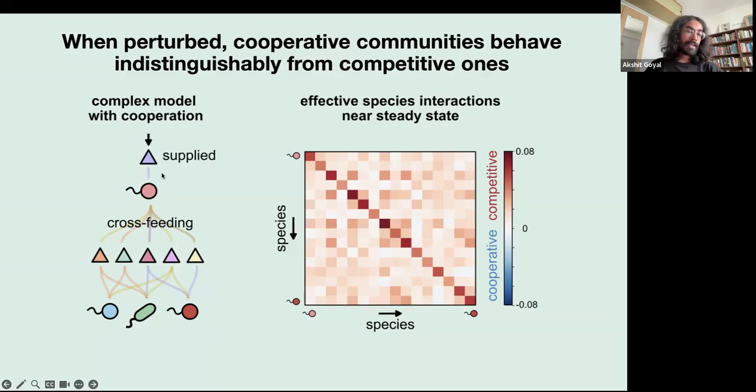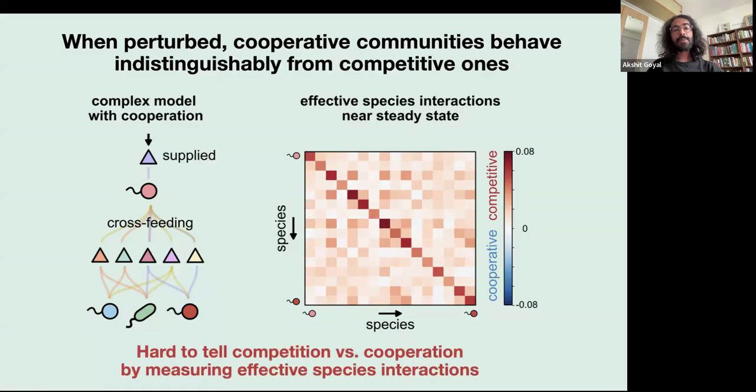And I hope you'll agree with me that the way I've constructed this model, this entire community exists in the first place because it's held together by cooperation, right? There's really a lot of cross-feeding going on, without which you'd really just have one species and no interactions to speak of. So the fact that you're getting interactions in the first place is because of the cooperative aspect of the community. And yet, when you actually look at these effective species interaction matrices, I don't see a single blue, right? You don't see any cooperation at all. So in some sense, when you perturb these communities, even these wholly cooperative communities, they behave exactly like competitive communities, right?